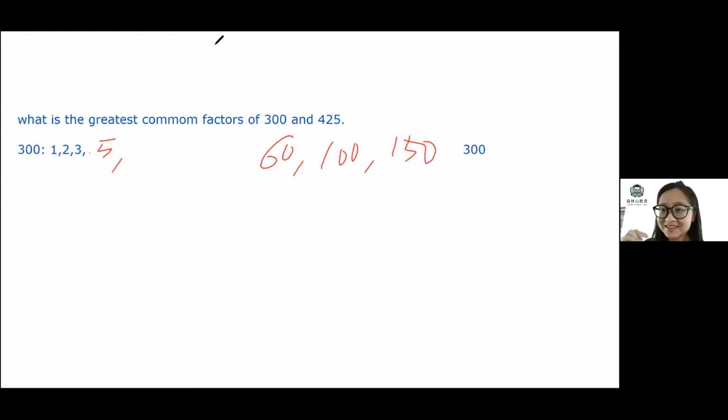Maybe 10. Well, you jump too fast. After 5, ask yourself about 6, 7, 8, 9, 10, one by one. For example, 6. Can we do 6? Yes. 6, and then that's 50, right? And then we cannot divide it by 7, 8, or 9. Then we go to 10, and then 30, is that right?